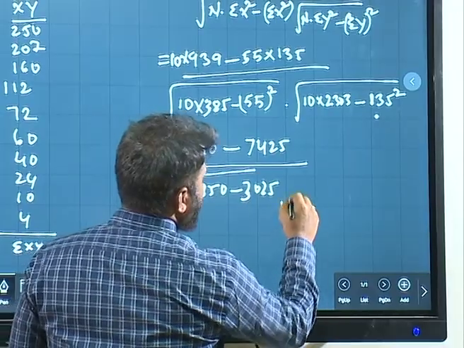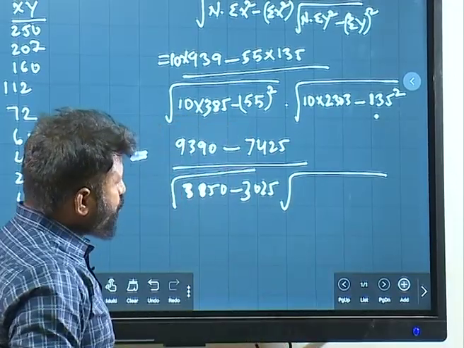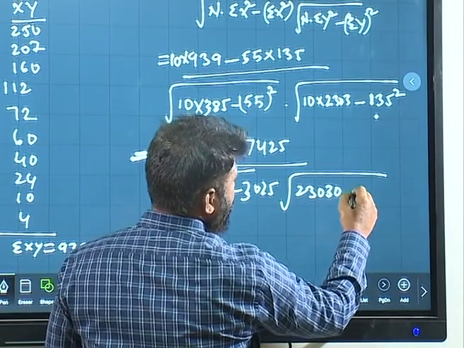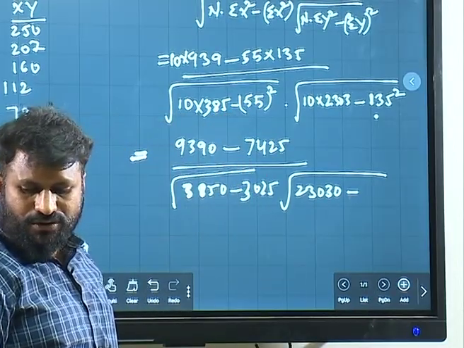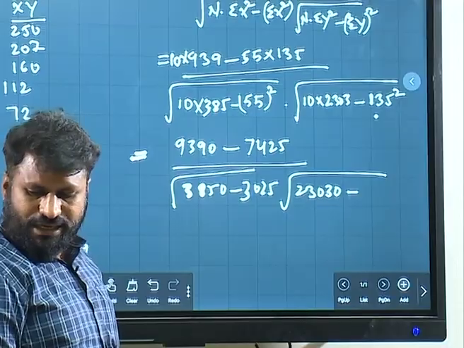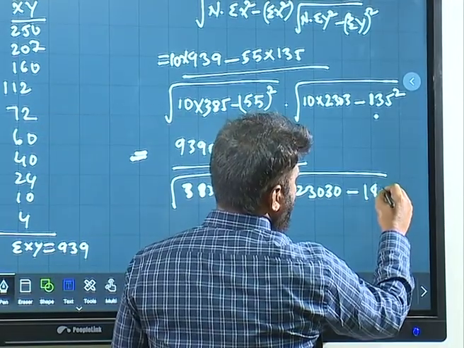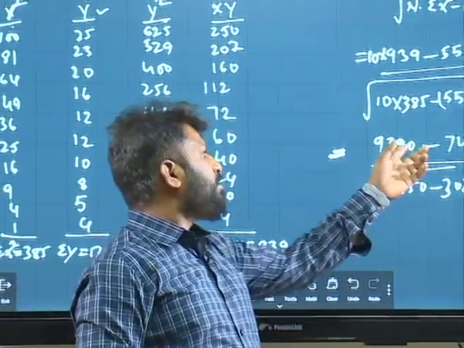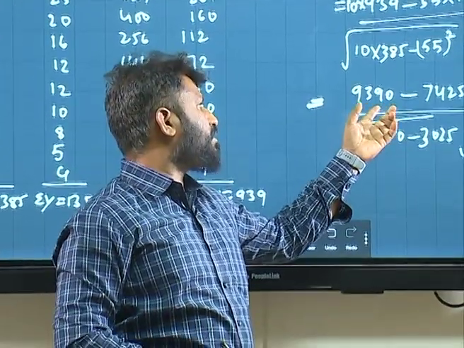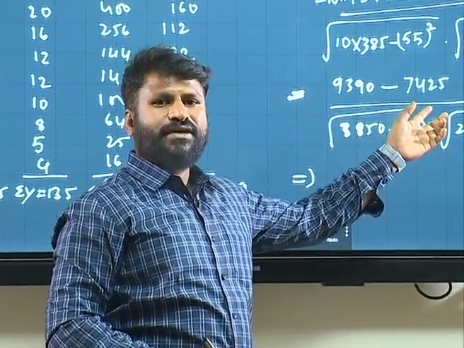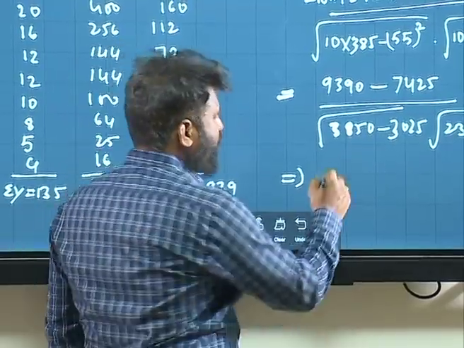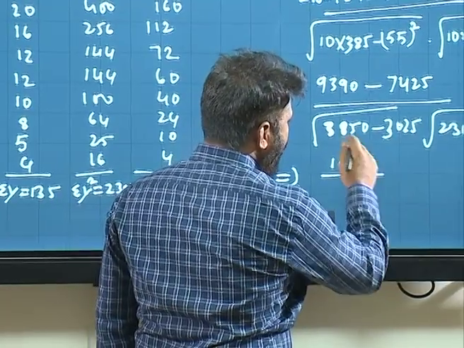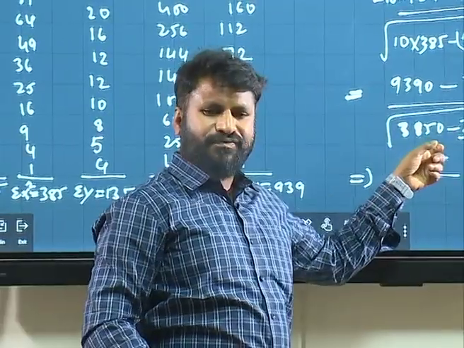At the root, for y also: 23,030 minus 135 square, which is 18,225. Next step is also simplification. This difference value we have to find out, that is 9,390 minus 7,425, so the difference value is equal to 1965. First we have to calculate these difference values.